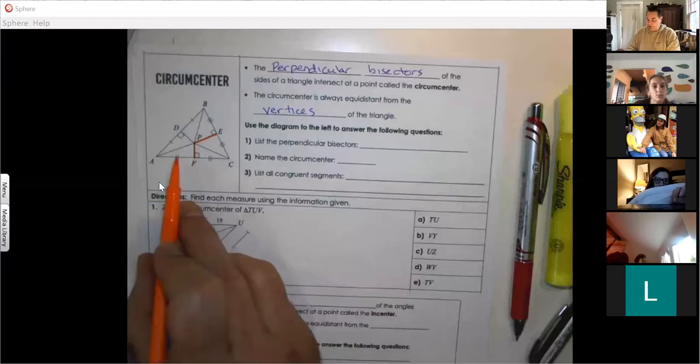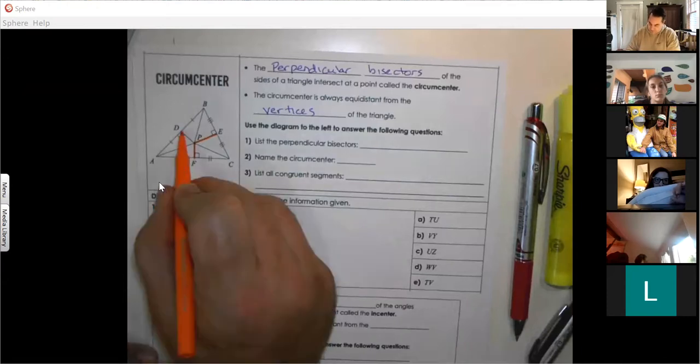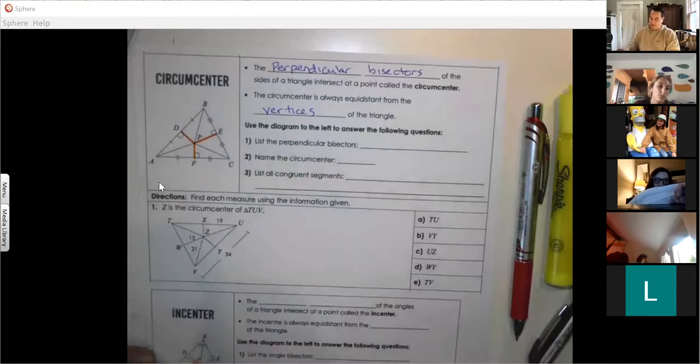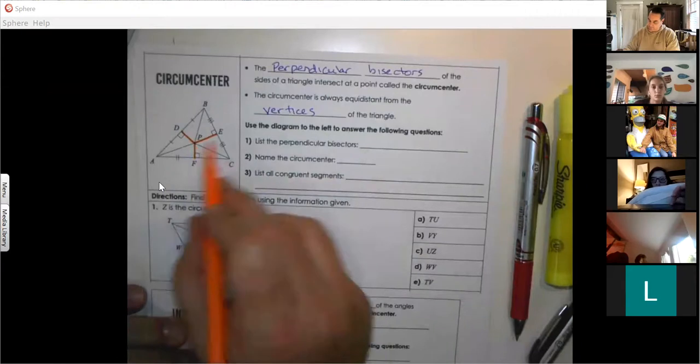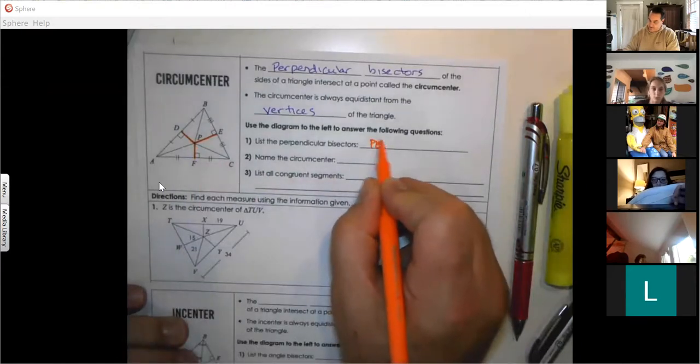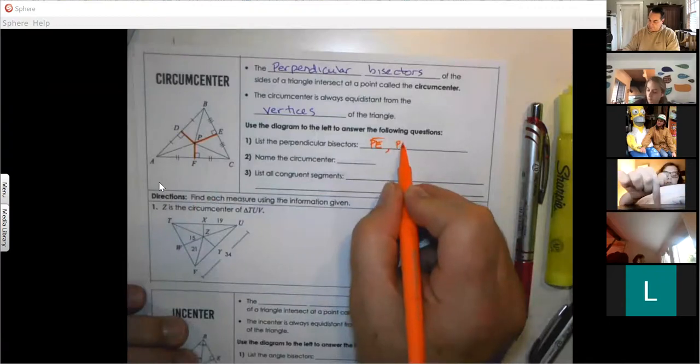And in fact, even though this one looks almost like a straight line, and I know we said that's the one thing we'll never fool you on, I think this one tends to try to fool you that way. But all those orange lines are perpendicular bisectors. So when it says list the perpendicular bisectors, PE is 1, PF is 1, PD is 1.